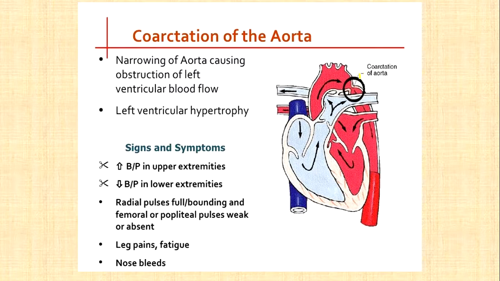This is coarctation of aorta. Here you can appreciate that it is occurring distal to the subclavian arteries. The subclavian arteries supply blood to the upper limbs. Therefore, there will be increased blood pressure in the upper extremities, and radial pulses will be bounding as compared to the femoral pulses. After coarctation of aorta, this is the blood supply of the lower limbs, and therefore the femoral or popliteal pulses will be weak, and the patient will develop leg pains and fatigue. Narrowing of aorta causes obstruction of left ventricular blood flow.